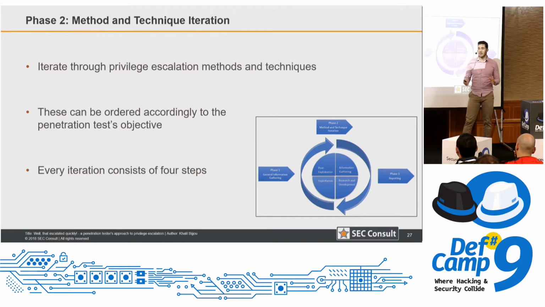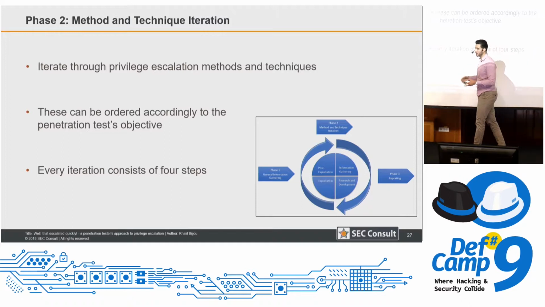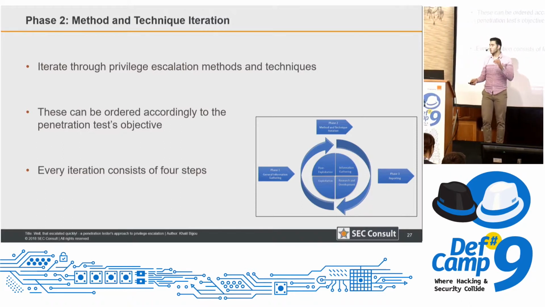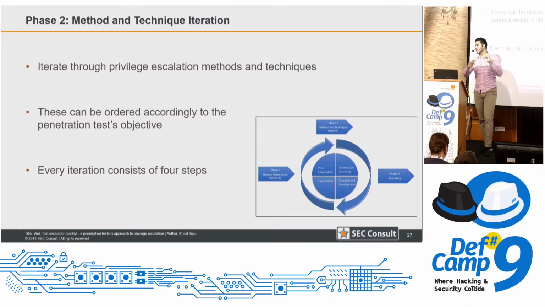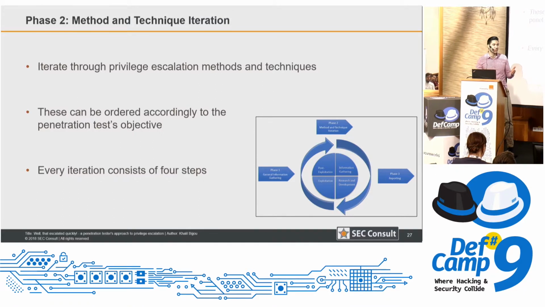In phase 2, as I just said, we will iterate through the different techniques and methods. And you can choose the techniques and methods according to your goal. For instance, if you have an assessment where the goal is to find as many privilege escalation possibilities as possible, then you could start with the more complex ones. If you have the goal to just escalate your privileges and then attack other systems, you could choose the easiest ones or probably the most successful ones. And as we said, every iteration consists of 4 different steps.